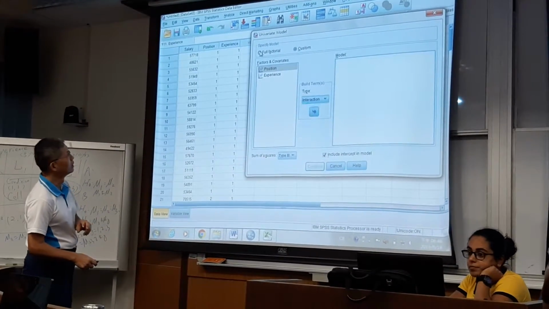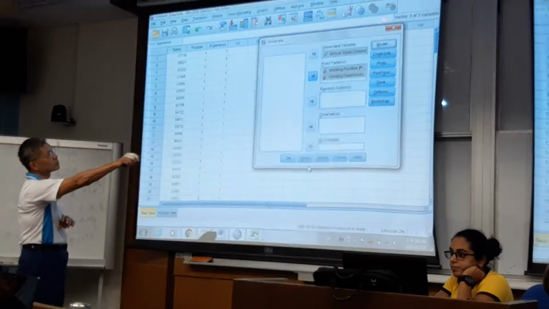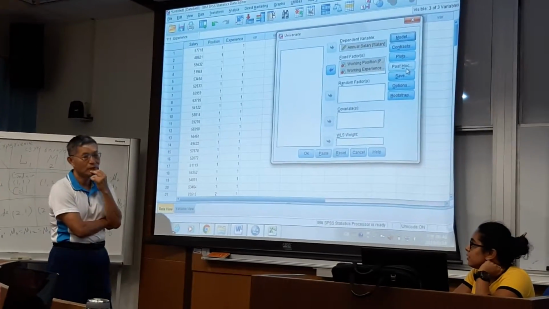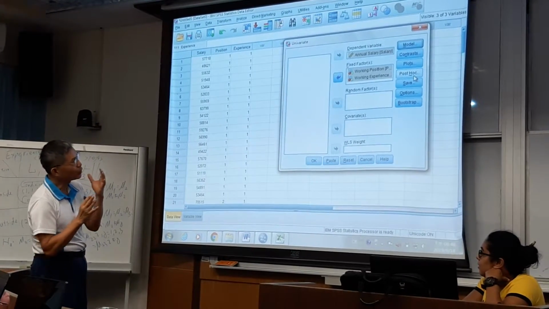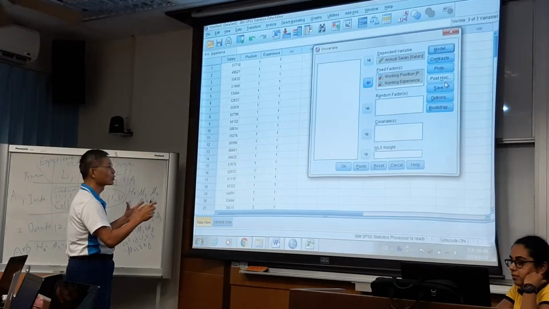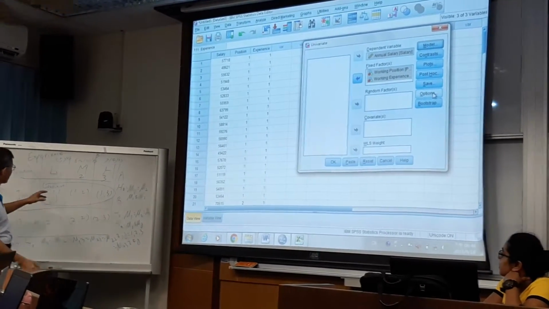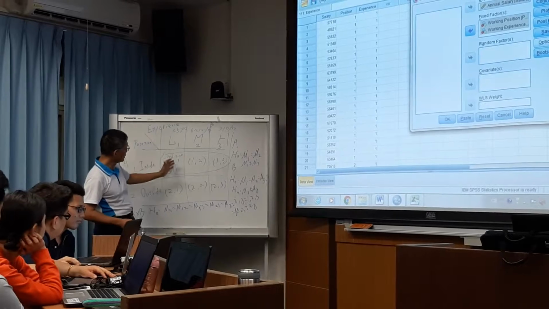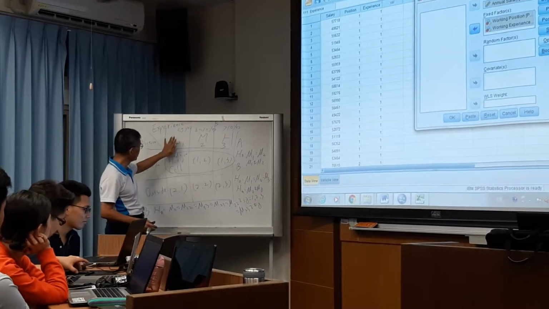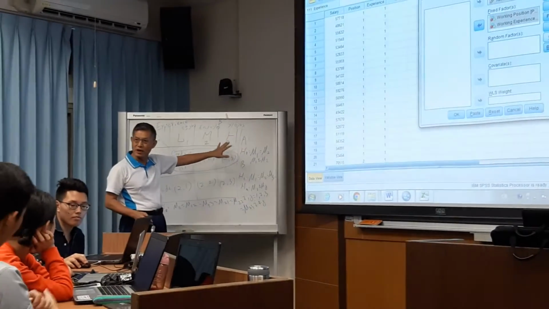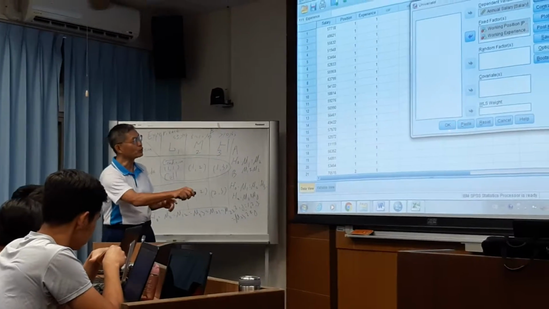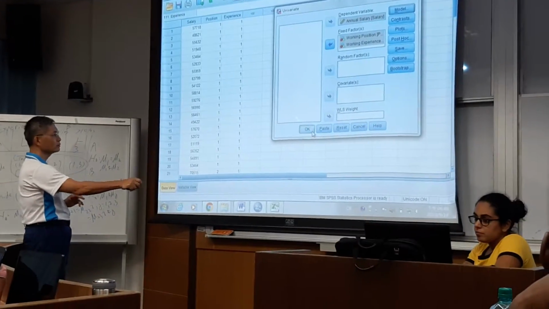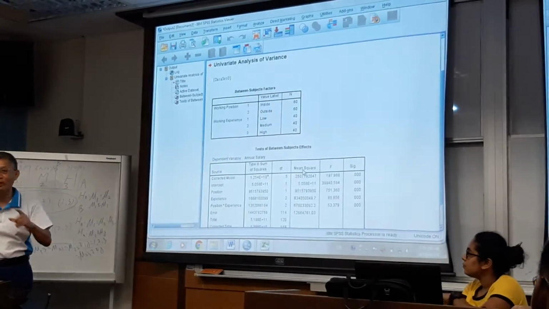Can you continue, then go back? Okay, we have so many options here. I will run the program first. I won't do the post hoc test. Post hoc test is for when the interaction is not significant. When it's not significant, we will see whether the difference between low and the median is the same as the difference between low and the high. But at the beginning, you just run the full model and see the rough result. Just type, okay. How long will it take? Just 1 minute, you will get the output.